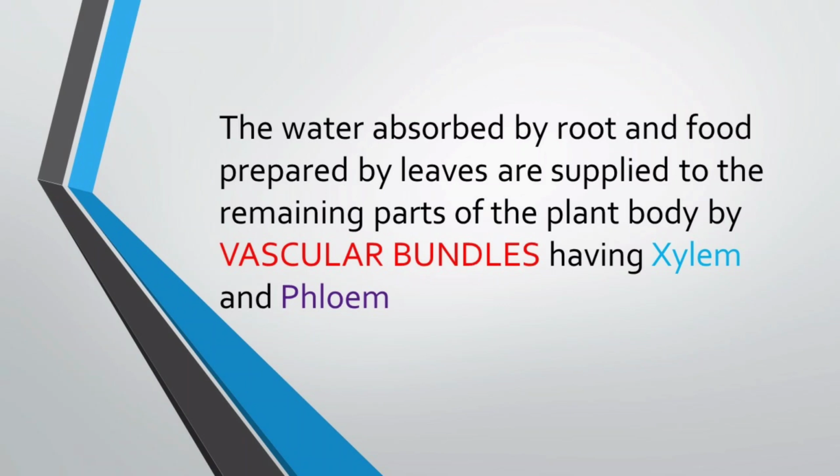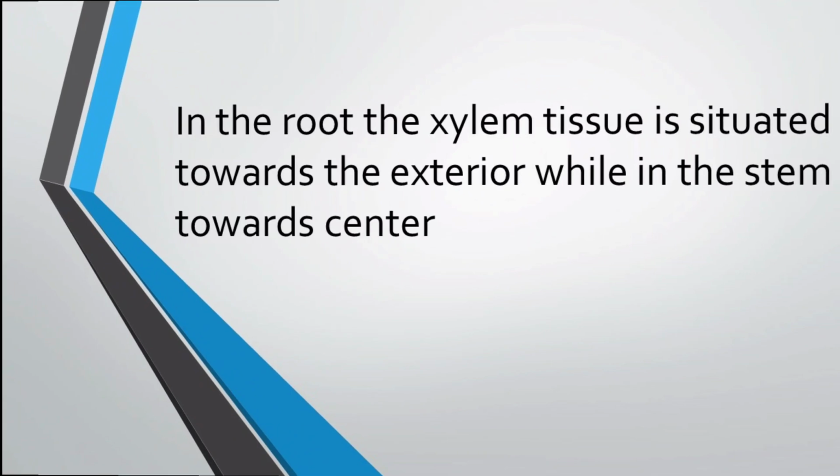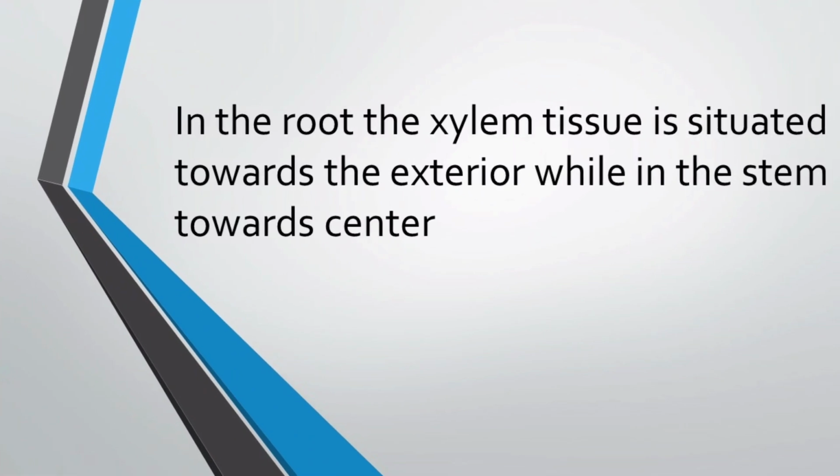These vascular bundles contain xylem and phloem. Xylem conducts the water and phloem conducts the food materials. In the root, xylem tissue is situated towards the exterior, while in the stem, xylem is towards the center.